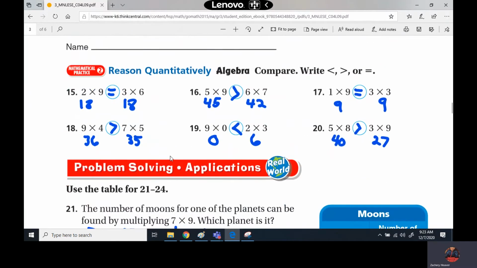We did the same thing. We multiplied here. So like 2 times 9 is 18. 3 times 6 is 18. Those are equal. All right. 5 times 9 is 45. And 6 times 7 is 42.